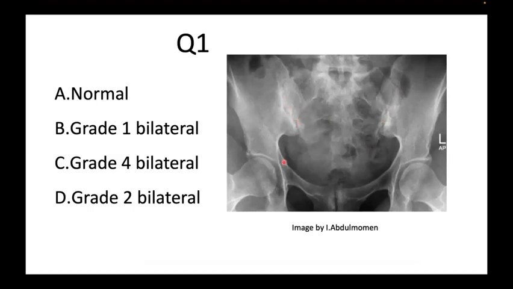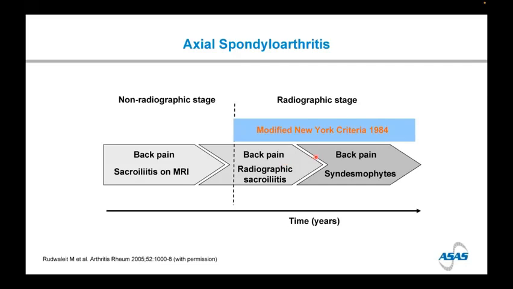And if it is grade 2 bilateral, it fits the modified New York criteria definition of sacroiliitis on X-ray. However, if you rely only on the X-ray, you sometimes need 7 to 10 years to see these minimal changes, grade 2 or grade 3. And this is what we call the radiographic stage. If a patient has an X-ray that fulfills the New York criteria, we name it radiographic SpA.